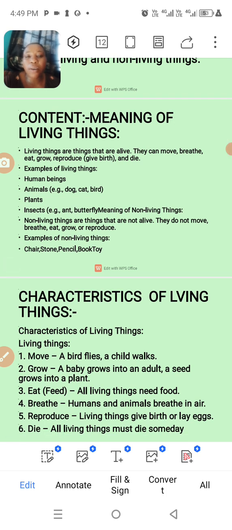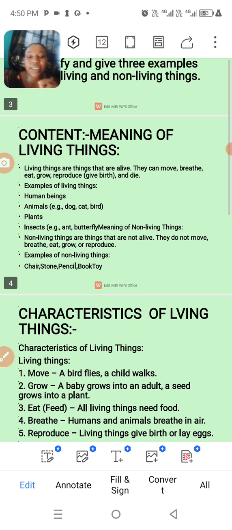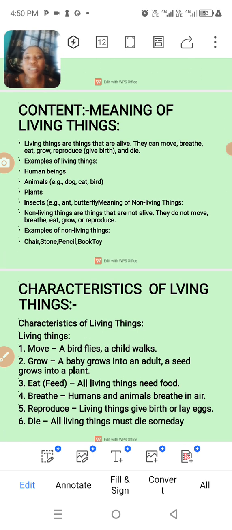Number four, examples of living things are insects. Insects such as ants, butterfly, housefly. Those cockroaches that disturb at home, they are also insects. They are living things because they move. They move from one place to another. They fly, some fly. They breathe. They grow.